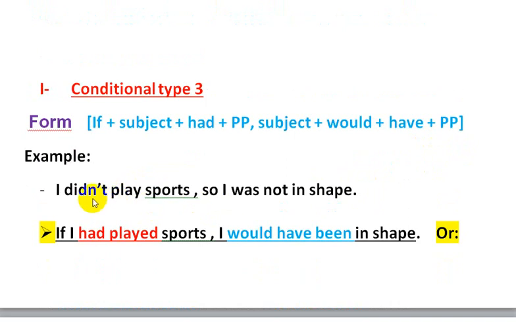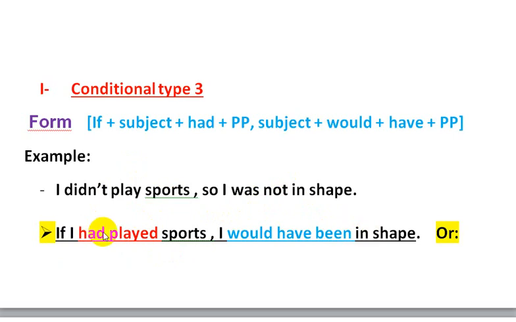I have another example here. It says I did not play sports. So what happened? I was not in shape. So this person did not play sports, and he was not in shape. He did not feel good physically. So if we want to say the same idea using the conditional, it would be: if I had played sports, I would have been in shape. So did I play sports? No, I did not play sports. That's why I have this problem or this result here. I was not in shape.